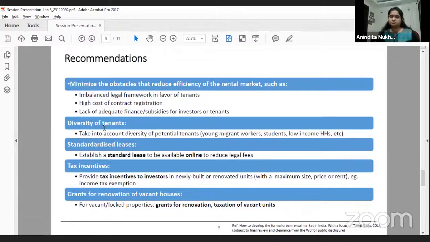We need to also acknowledge the diversity among the tenants. All tenants do not require the same administration of the policy. Standardized lease agreements can reduce a lot of cost burden on the tenants. Tax incentives and grants for renovation will be able to help significantly in releasing additional rent into the market.